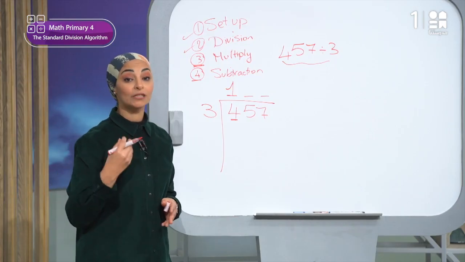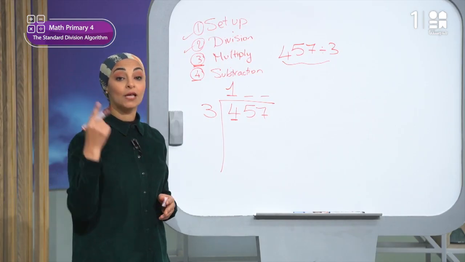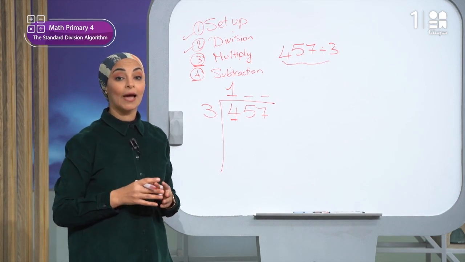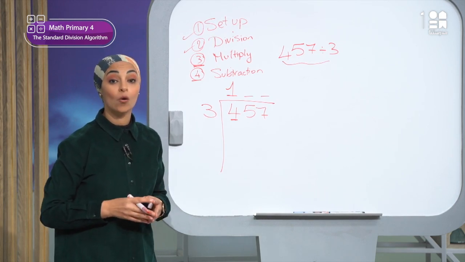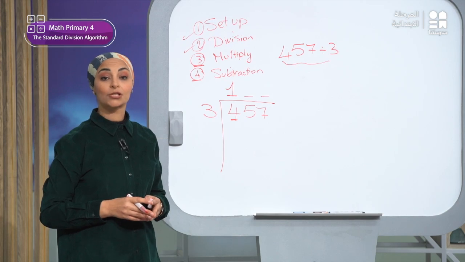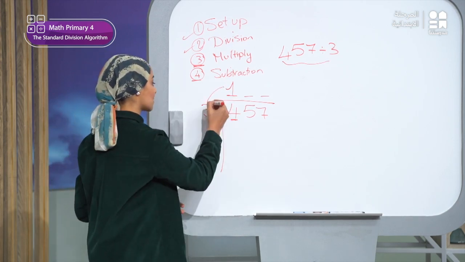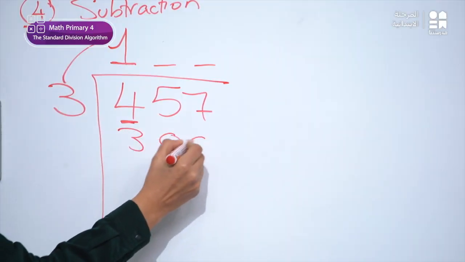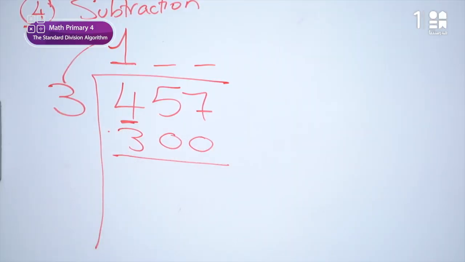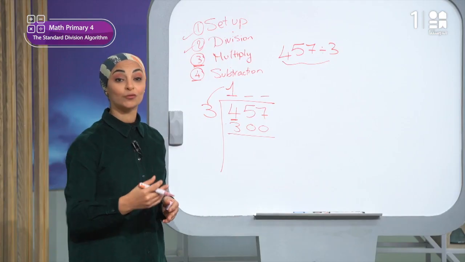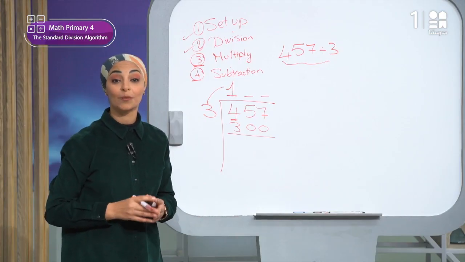Yes, before multiplication, please note that the 1 I wrote in the quotient is 100, right? So 3 times 100 equals what? Of course, 3 times 100 equals 300. So I will put the answer here. And then what should I do? Yes, I will move to the next step, which is subtraction.